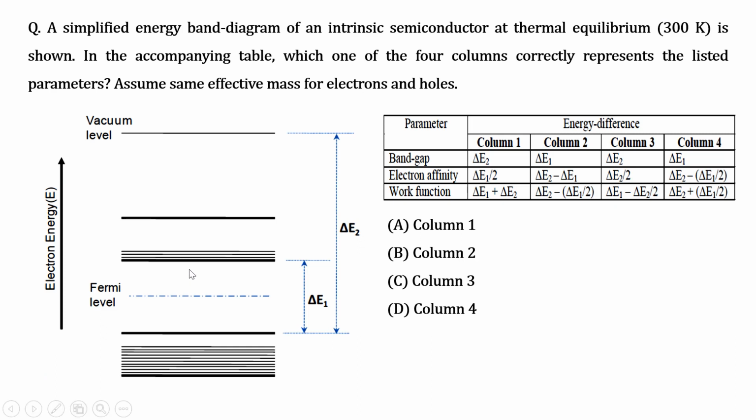The amount of energy required to remove an electron from this point to the vacuum level is the electron affinity. In that case, it will be delta E2 minus delta E1. And finally, we have the work function. Work function means the amount of energy we require to remove an electron from the Fermi level to the vacuum level. In that case, it will be delta E2 minus delta E1 by 2. So delta E2 is this much and delta E1 by 2 will be half of it.